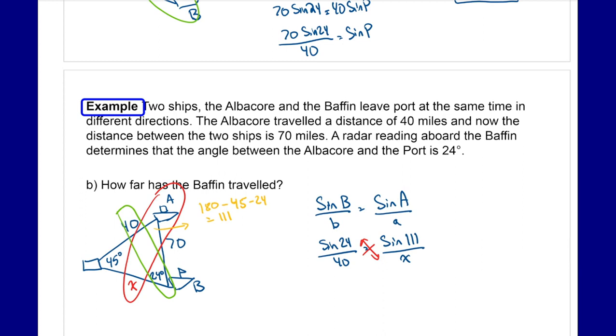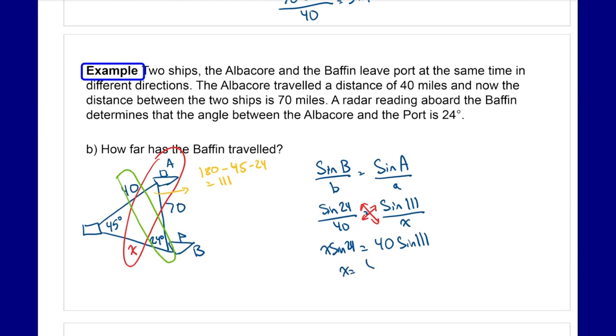First step is to cross multiply. So in this case, x times sine 24 is equal to 40 times sine 111. Move the sine 24 over. Get x equals 40 sine 111 divided by sine 24. And this just becomes a calculation. Take your time doing this. If you have to do it in steps, you can. So 40 times sine 111 divided by sine 24. X equals 91.81 kilometers or miles. So that is how far the Baffin is from the port.